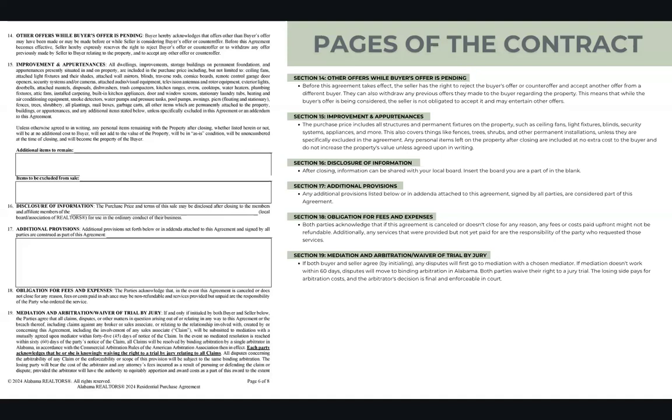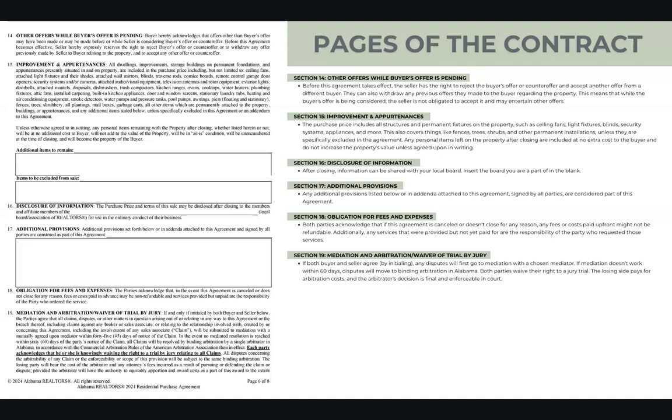Section 16. After closing, information can be shared with your local board. Insert the board you are a part of in the blank. Section 17 is any additional provisions. So anything that's additional can be put here, but please remember that in general, that's why addendas exist. Addendas exist to help amend or add on something to the purchase contract. So please use your addendas. I think most things can be covered by the use of addendas, but if not, or if you have questions, please reach out to Susan in compliance, our support team, or Kevin directly.